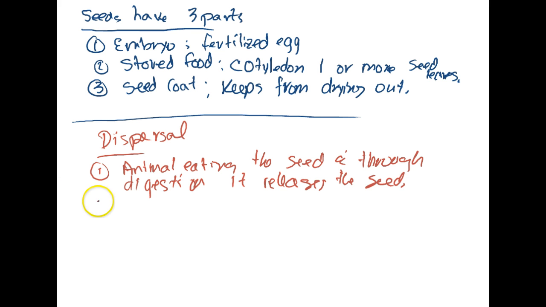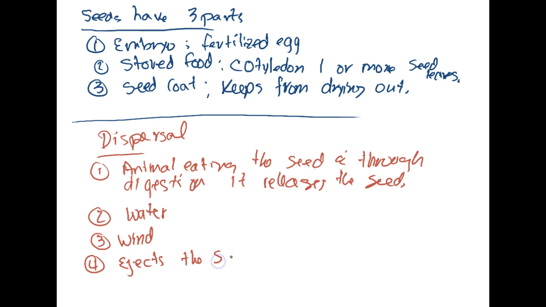Or what can happen is that it can be moved through water. So if it rains or if there's a river nearby, it can transport it, or through wind, or through another method that is called elongation, where it ejects the seed. Alright, so those are the different methods. Of course, there's ones where it gets on the fur and it moves through organisms, but either it moves through animals, water, wind, or ejection of the seeds, known as elongation.